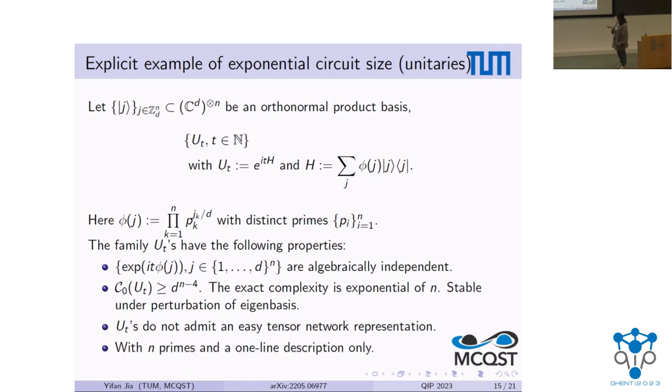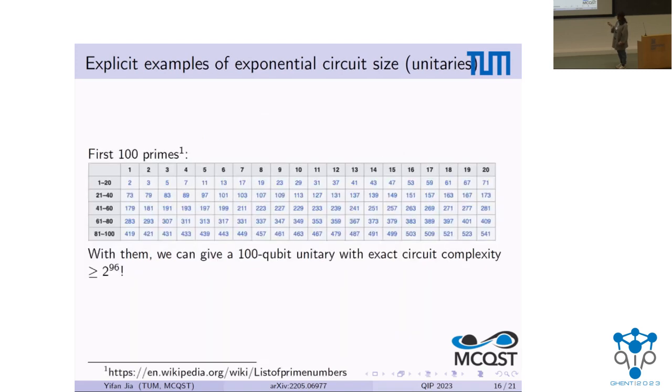And this is actually very nontrivial, because we know that if something has high complexity, normally it is also very hard to describe. But here, you really only need n primes, and you write down in one line what this is, and then you have every coefficient of U, and you know that this has very high complexity. We can see, for example, the first 100 prime numbers, and the 100th prime number is 541, which you can describe in a 3-digit number. But somehow with 100 prime numbers, you can construct a 100 qubit unitary with exact circuit complexity bigger than or equal to 2 to the power of 96, which is around 10 to the power of 28. It could be very big.